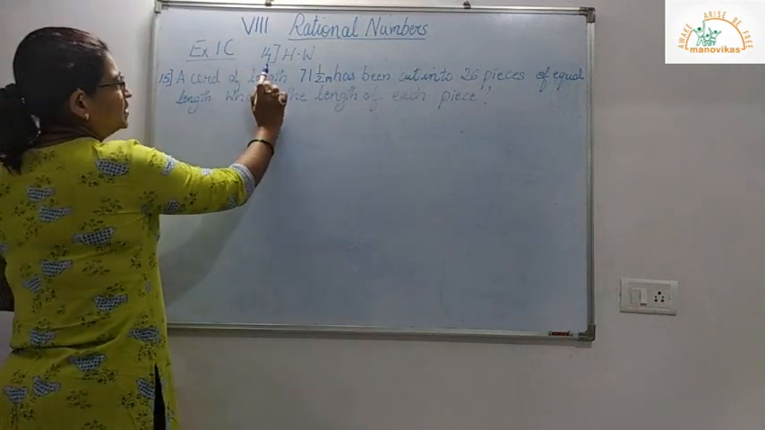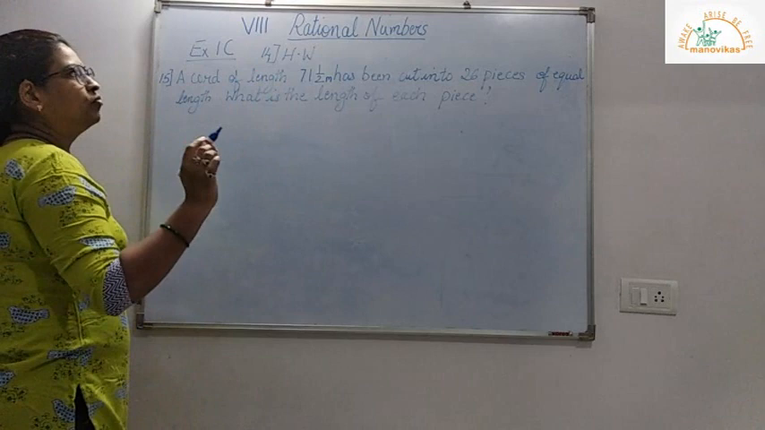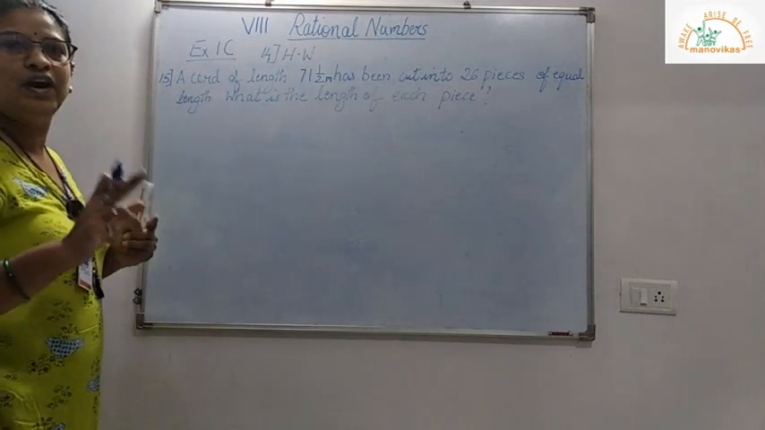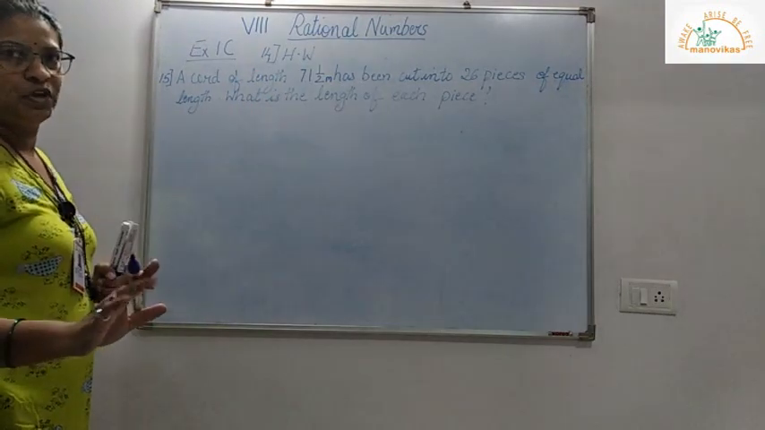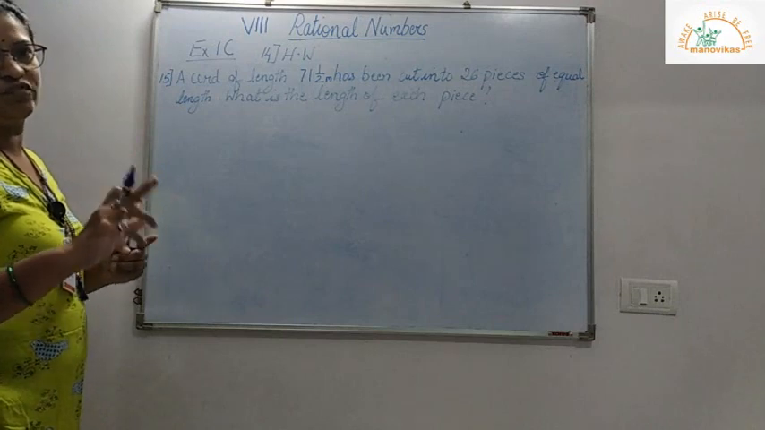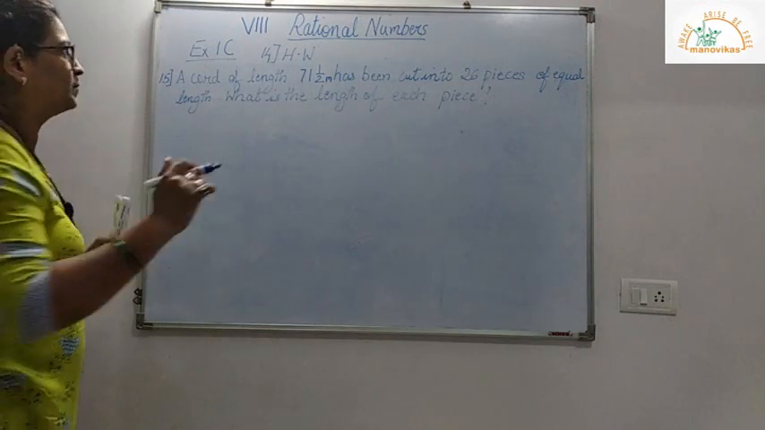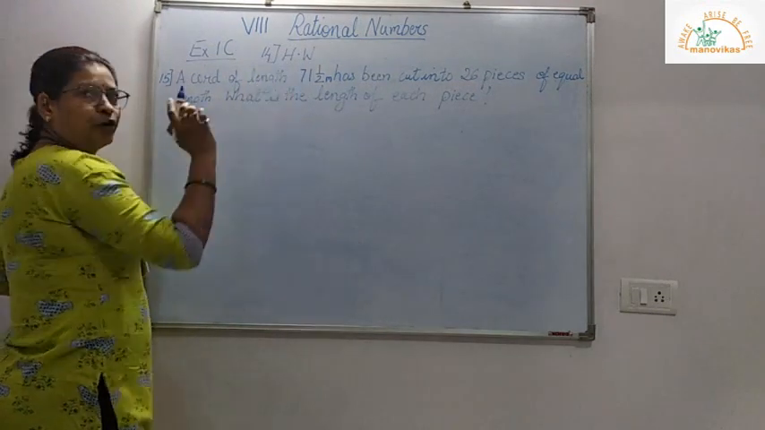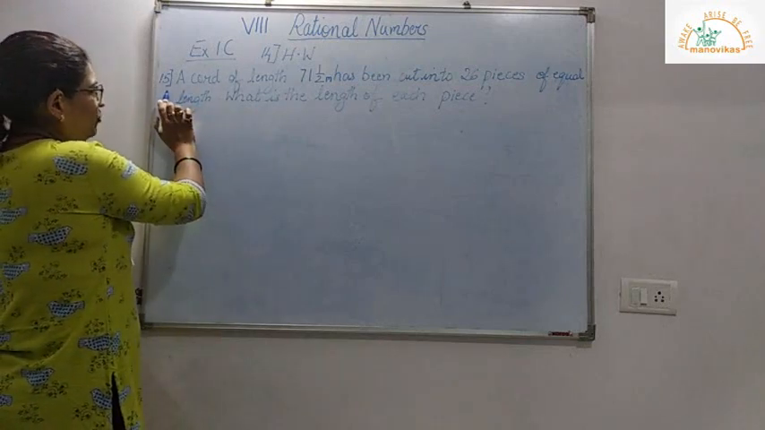Moving on to the 14th sum, which you have to do for homework, where you have to find the area of a square plot. So area of a square is given by side square. So you can try out the 14th sum for homework. Now I do the 15th one.